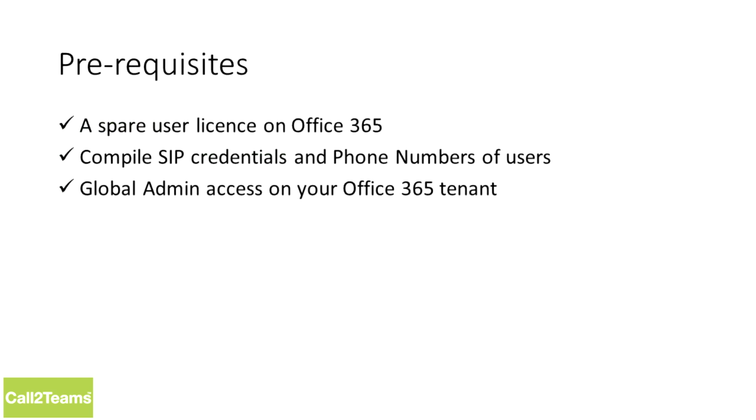Before we begin, you need to get some important information ready. You will need to temporarily make a spare Office 365 user license available. For users that you wish to connect to Microsoft Teams, you will need to have SIP credentials for devices on your existing phone system. Since we'll be configuring your Office 365 account, you'll require global admin rights, so you need to have an account with that access level.